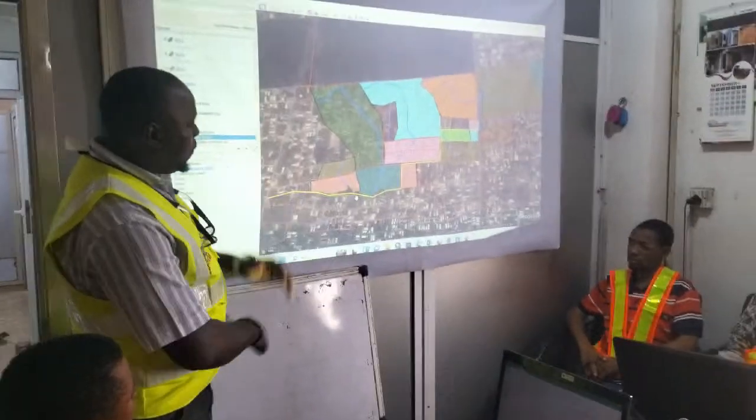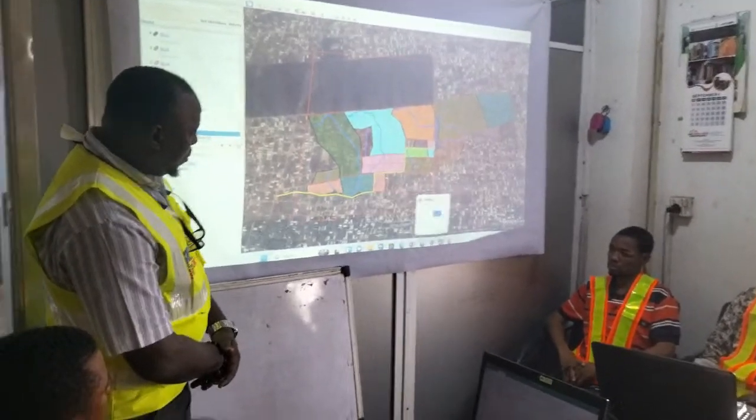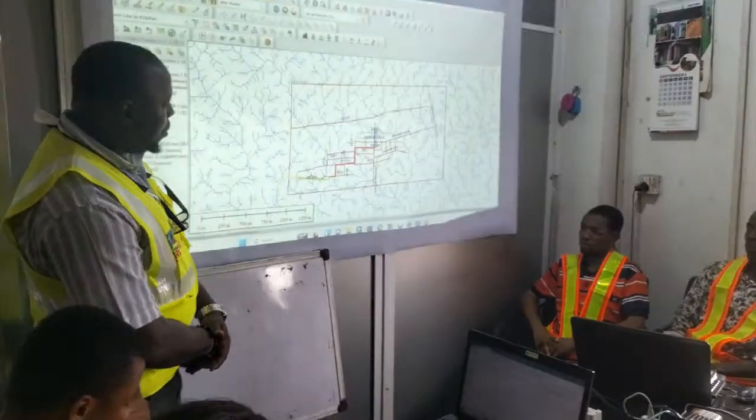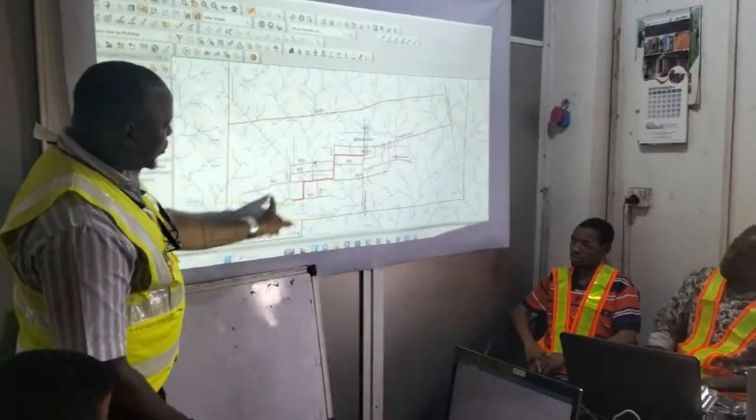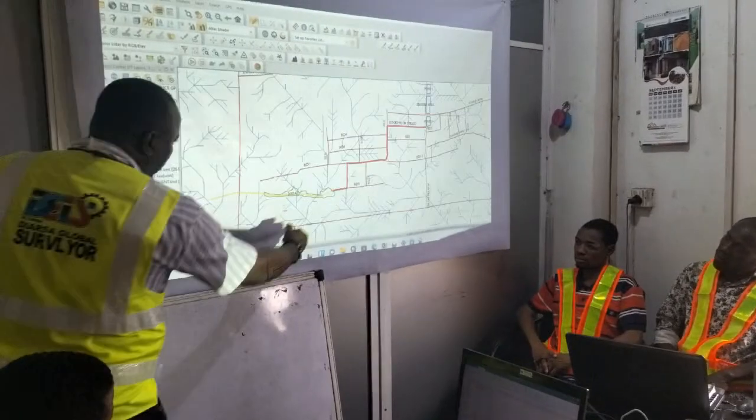Can we have a look at the other view, please? Let's see the other view. Fine. Can we zoom out this section?